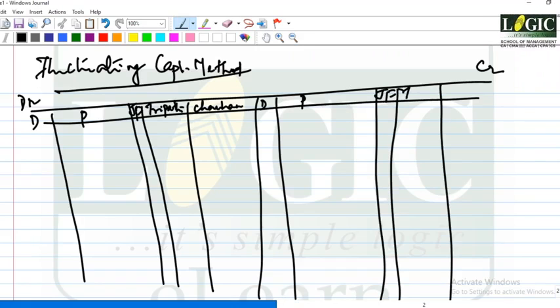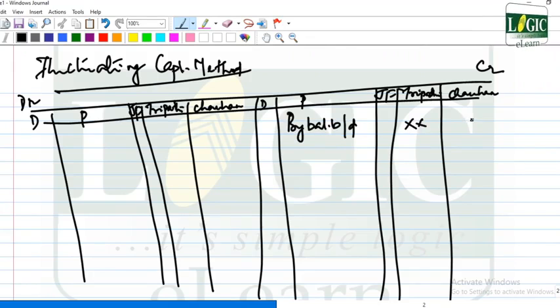Amount column is bifurcated into two, Tripathi and Chauhan. Okay, Tripathi and Chauhan. Now another thing to understand here is what items are normally seen in the capital account. Capital is a liability, isn't it? All liabilities have credit balance. Hence, the opening balance of a capital account should be on the credit side.